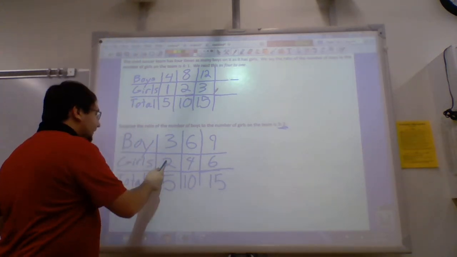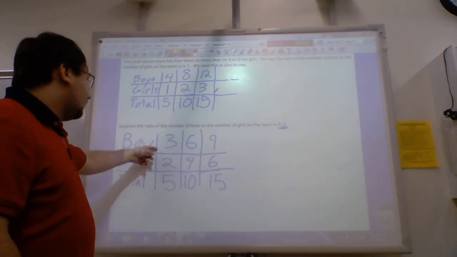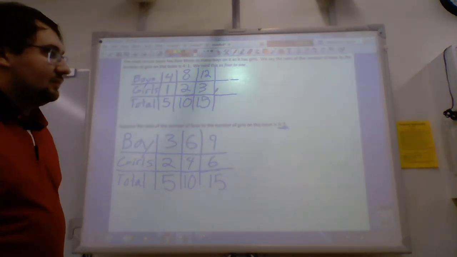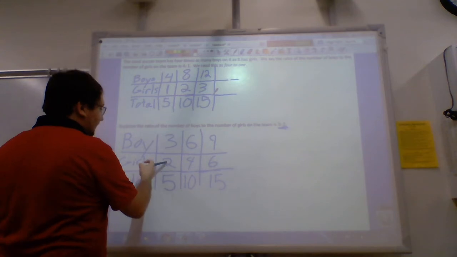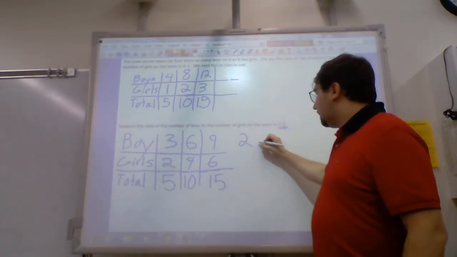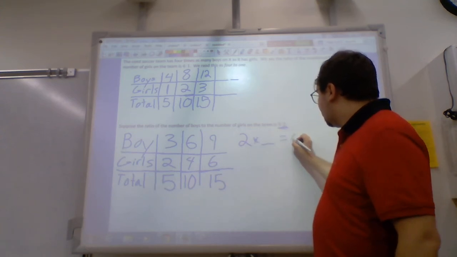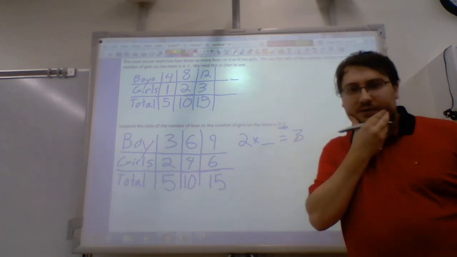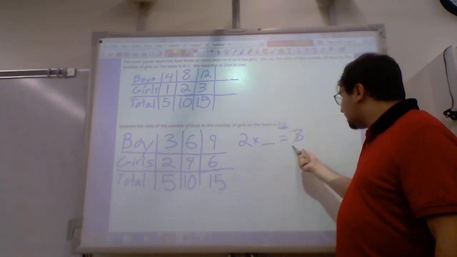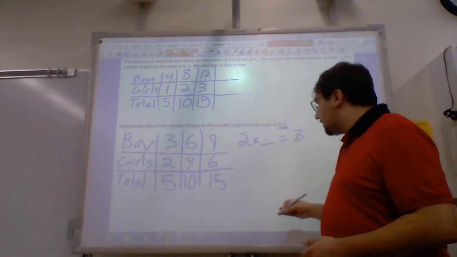But when we're going from boys to girls, what do I need to do to get from my boys to my girls? There's a number that I can multiply my girls by in order to get boys. 2 times something is going to give us 3. Well, if I have an unknown here, I can just divide 3 by 2 and that'll give me my answer.